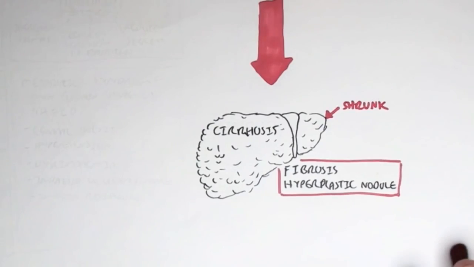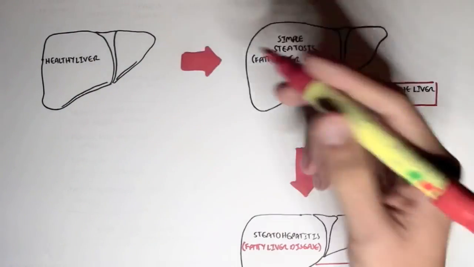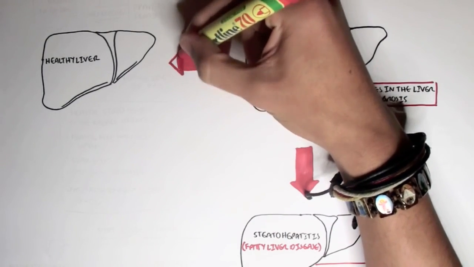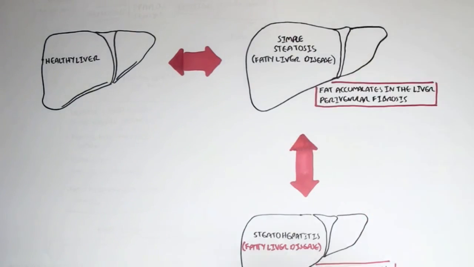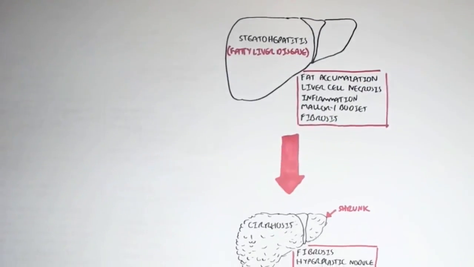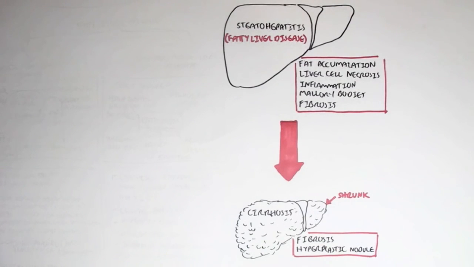It is interesting to note that from a steatosis state, it is reversible to go back to a healthy liver, as well as from a steatohepatitis state. It is reversible, and you can go back to a healthy liver if you stop taking in bad substances, the toxic substances such as alcohol. However, once you get to cirrhosis, it is irreversible, and that is why it is important that preventative measures and treatment are taken to prevent the progression to cirrhosis.